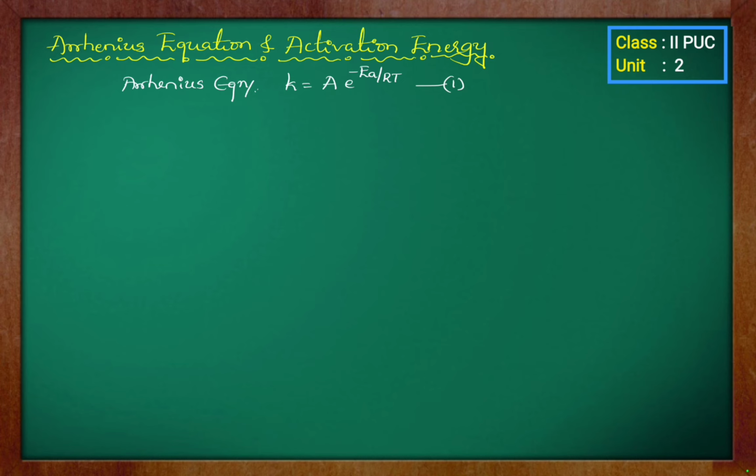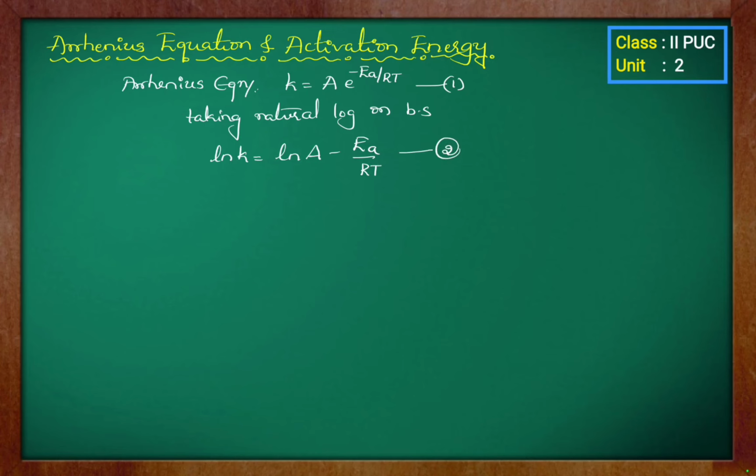k is rate constant, A is Arrhenius constant or pre-exponential factor, Ea is activation energy, R is gas constant, T is temperature. Here we will take natural log on both sides of the equation. I can write ln k is equal to ln A minus Ea divided by RT. Let me write this as equation 2.